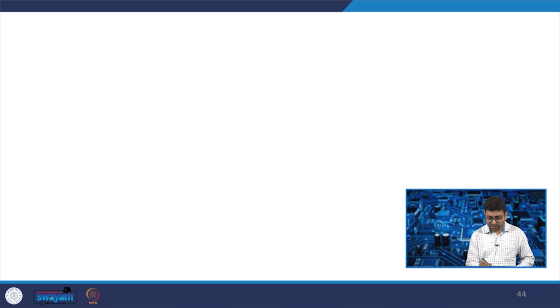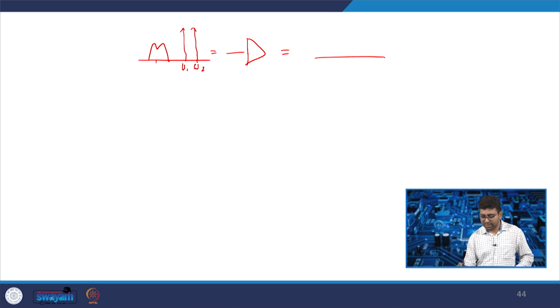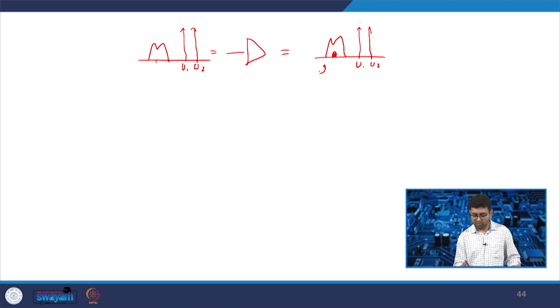We can take one more example. If this is your desired signal and these two tones, omega 1 and omega 2, are interfering, and this is the input to the amplifier, then there is a possibility that due to these two interferer tones, the third order component might come at your desired frequency. So, your 2 omega 1 minus omega 2 will lie in your desired frequency.